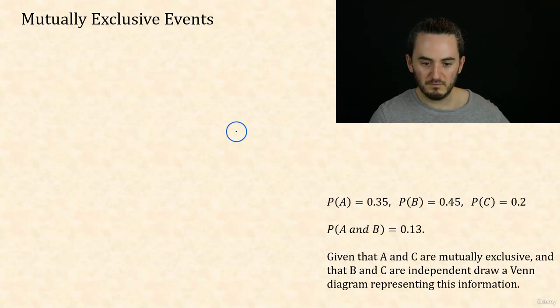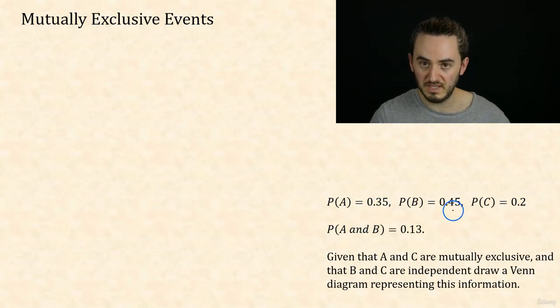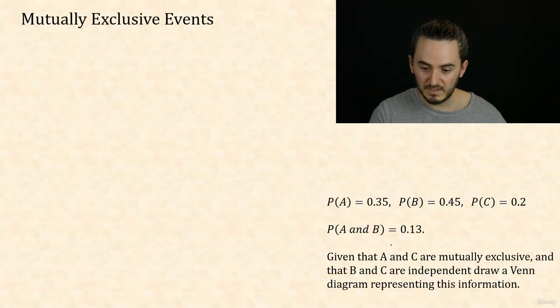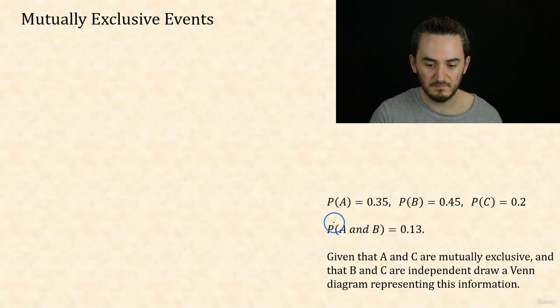All right, so a lot of information here. Probability of A is 0.35, probability of B is 0.45, probability of C is 0.2, probability of A and B is 0.13. Given that A and C are mutually exclusive and that B and C are independent, draw a Venn diagram representing the information.